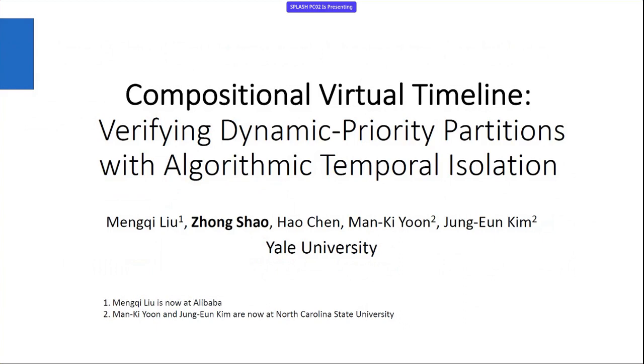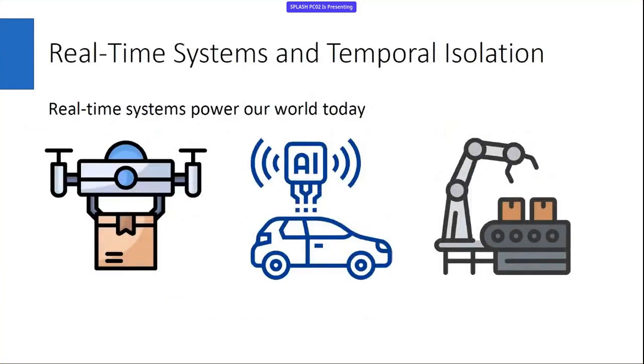And Joan Kim. So today I'm going to talk about real-time systems and how to prove temporal isolation among different partitions of a real-time system. Real-time systems are pervasive. There are robots, drones, self-driving cars.